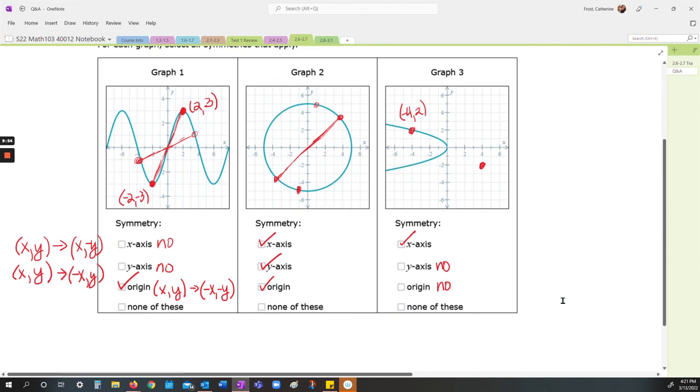A couple of pointers. Remember that you'll never have a graph where you've got exactly two of these selected. So it's either going to be all three, like this circle, or it's going to be just one of them, like our graph 3 or graph 1, or it's going to be none. You're never going to just hit two of them. Because as soon as you have symmetry with respect to two of these, either both axes or an axis and the origin, it'll automatically also be symmetric to the third one.